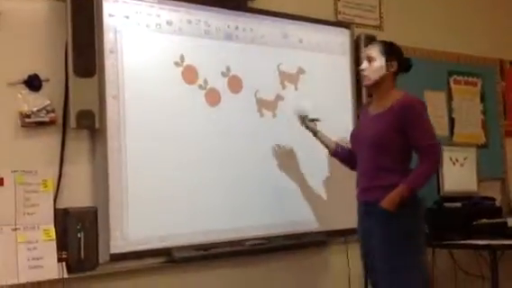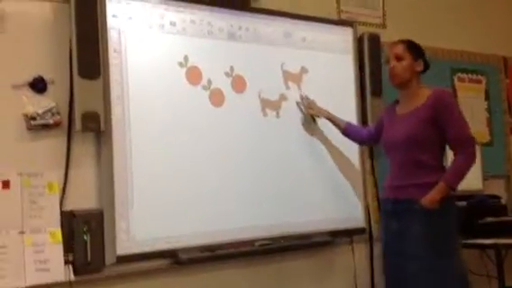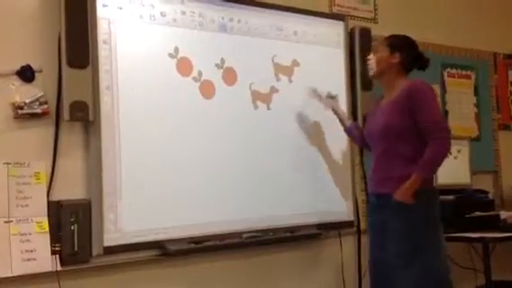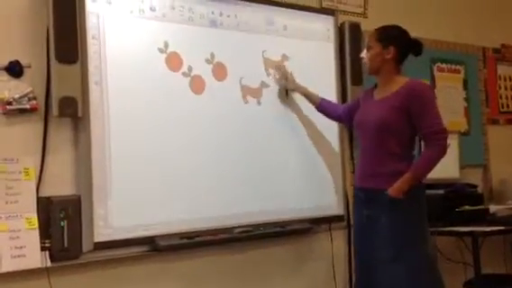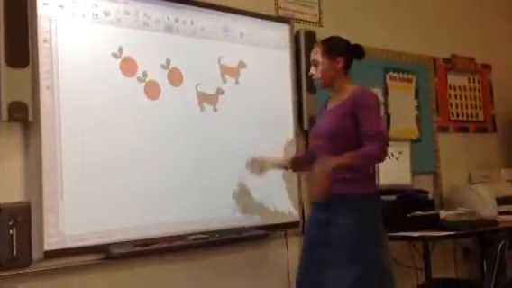If the denominators are the same, we can add them. If they're not, we can't, because we can't add 3 apples plus 2 dogs and have apples or dogs. So we could not add these. We would have to change either the apples into dogs or the dogs into apples to be able to add those together.